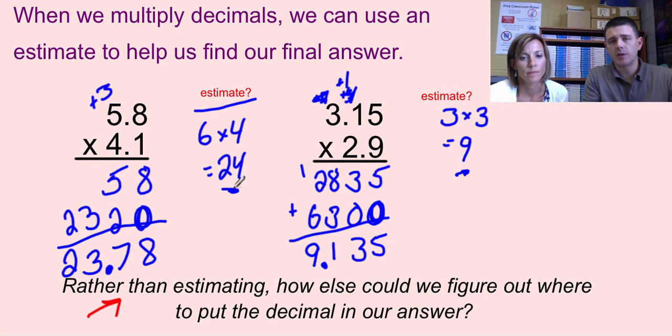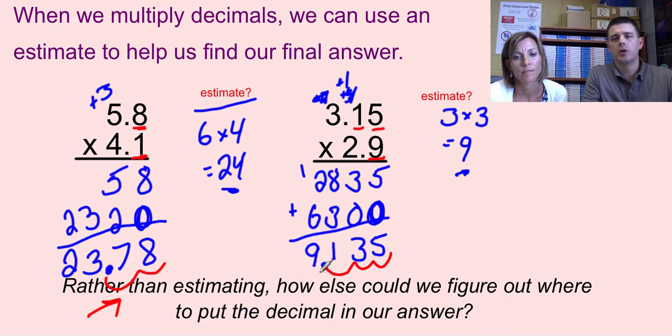So take a look at this line down here. Instead of using our estimate, how else could we figure out where that decimal point goes? It's not like adding or subtracting. It doesn't just slide straight down into our answer. So look back at our first problem. We had 2 digits in the decimal places in the problem, and our decimal point went in 2 spots in our answer. Over here we had 3 digits on the decimal side in the problem, and our decimal came in 3 spots in our answer. Start from the right, move them over to the left.